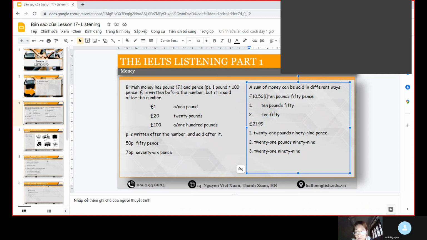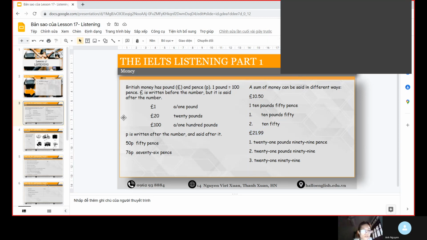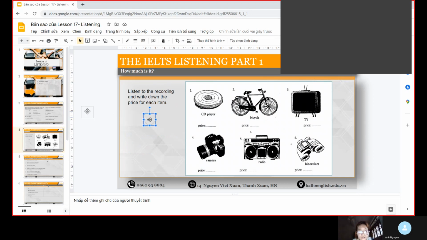Sorry, I'll put this down here. 10 pounds 50 pence is the standard way to read the sum of money, or you can say 10 pounds 50. They will understand immediately that the 50 here is the pence. 10 pounds 50 or 10.50 is okay. The same with this sum of money, 21 pounds 99 pence, or you can delete the word pence, 21 pounds 99 or 21.99. Here you will be listening to the recording, and please write down the price for each item. I will start the recording now.